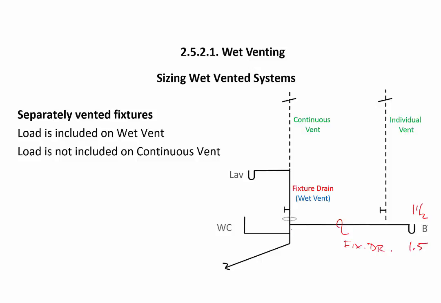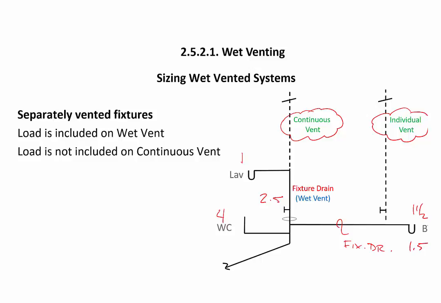When we size the wet vent, because this load is draining into what's acting as the vent for this lower fixture, the water closet, we have to include the separately vented load. But because it has its own vent for its trap, we do not include its load in the continuous vent. So the load of the bathtub would be included. We'd have 2.5 fixture units when sizing the wet vent, and if this is a 4 fixture unit water closet and a one fixture unit lavatory.